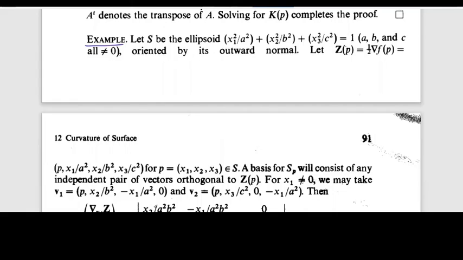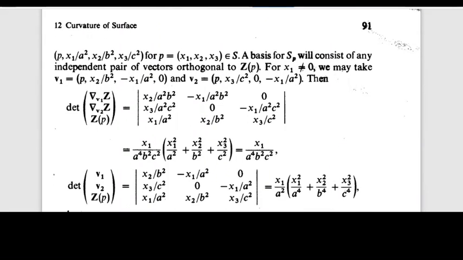Next, consider an example. Let S be the ellipsoid x1 square by a square plus x2 square by b square plus x3 square by c square equal to 1, where a, b and c are non-zero. So this S is oriented by its outward normal. Let z of p equal 1 by 2 del f of p, which is equal to p (x1 by a square, x2 by b square, x3 by c square) for p equal to (x1, x2, x3) in S. Now a basis for S_p will consist of any independent pair of vectors orthogonal to z of p.